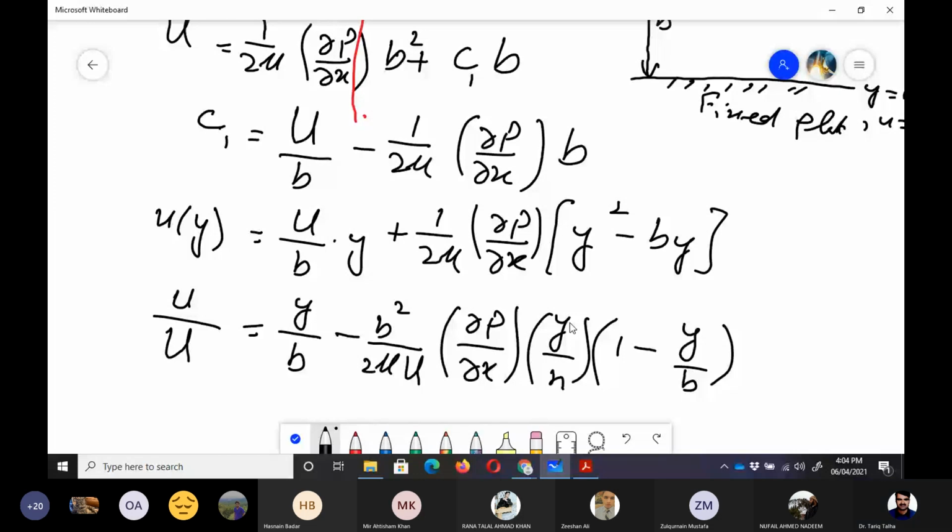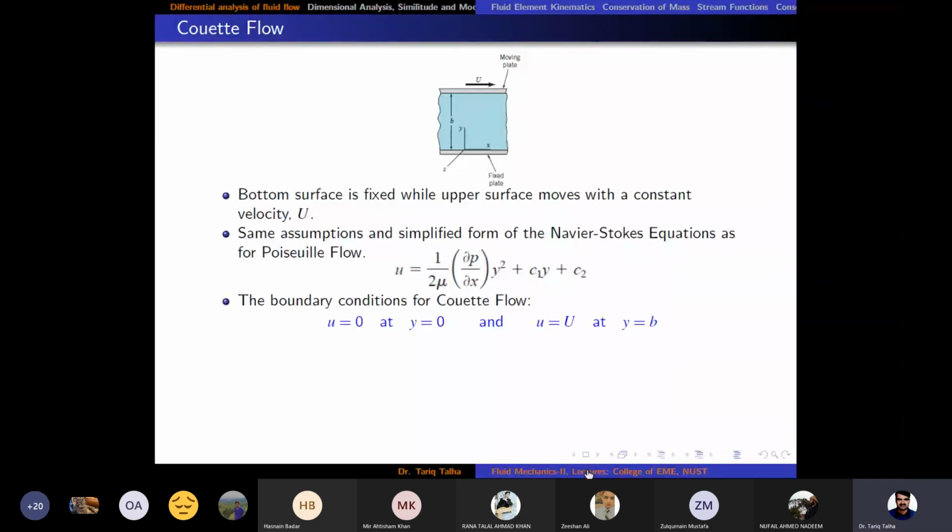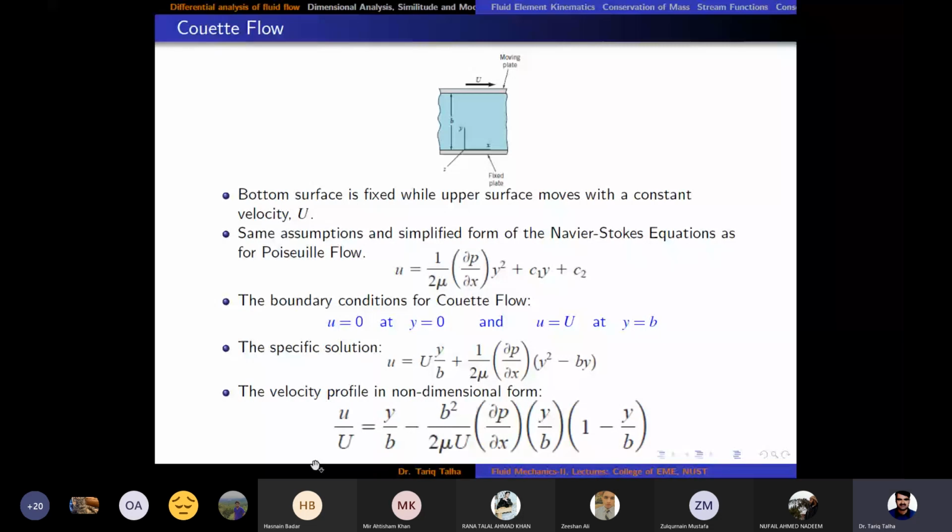So now I'll show you the slides here. We have just derived this on the whiteboard: u of y is equal to U y upon b plus 1 upon 2 mu partial p by partial x (y square minus b y), and then the velocity profile becomes, in the non-dimensional form as I mentioned, something that can be derived with maybe a 1-2 minute job. You can do it as it is quite easy.